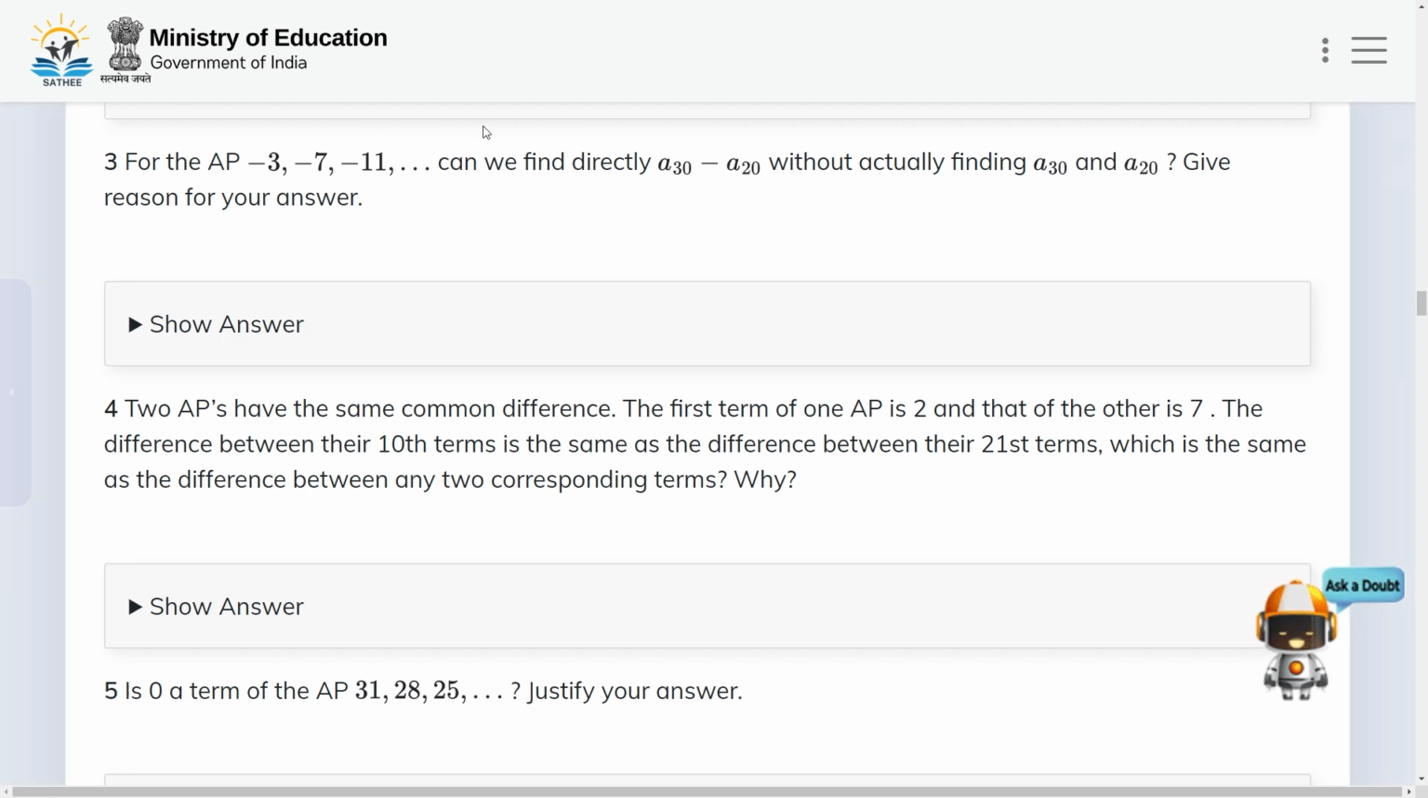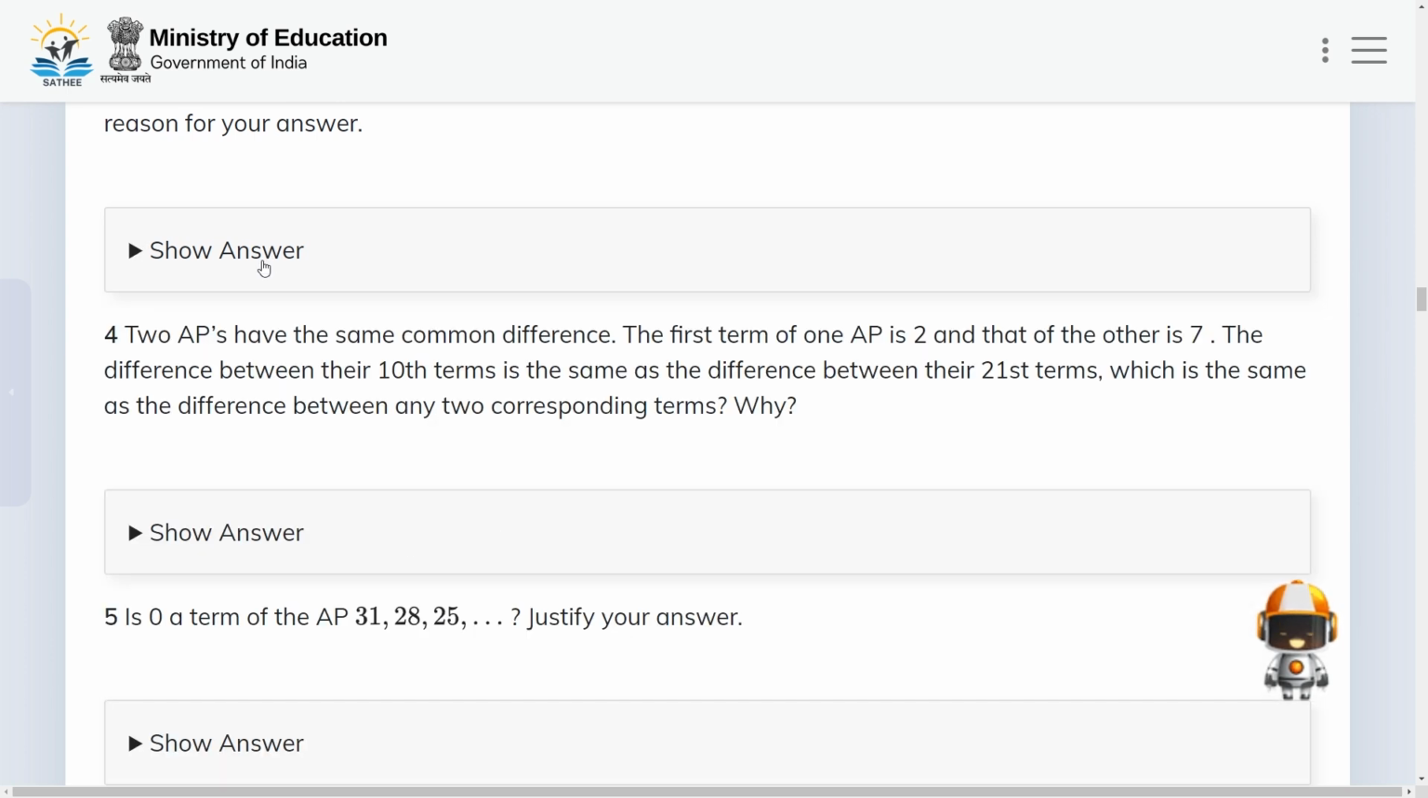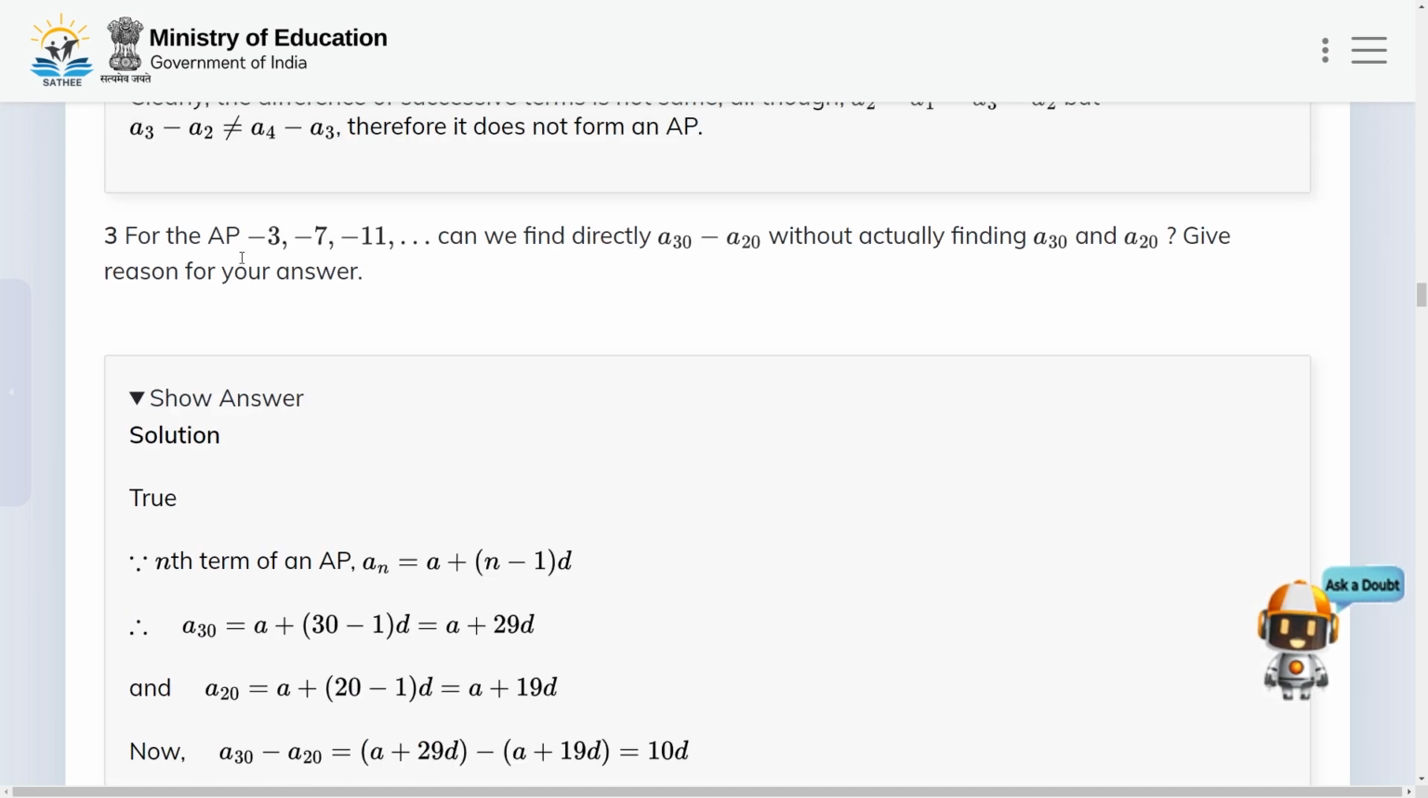Here we are given this list of numbers, and this list of numbers basically forms an AP: minus 3, minus 7, minus 11, and so on. For this AP, the first term a1 is equal to minus 3, the second term a2 is equal to minus 7, and the third term a3 is equal to minus 11. Here we know this formula for the nth term of an AP: an is equal to a plus n minus 1 times the common difference d, where a is the first term of this AP and d is the common difference of this AP.